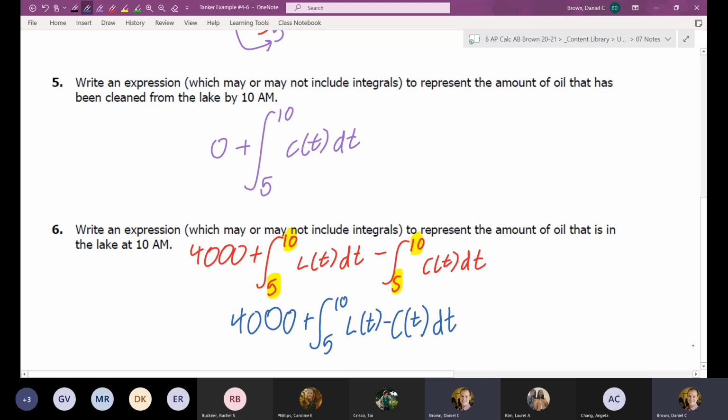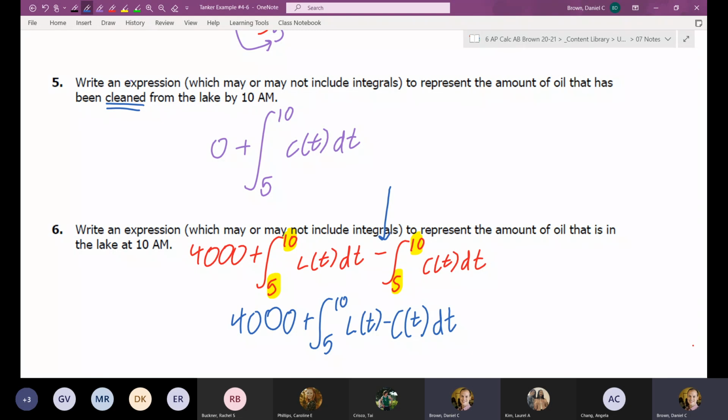Yes, Ramani? For part 5, didn't you do like 4,000 minus the integral? I didn't even touch that 4,000 because number 5 is only asking how much has been cleaned. If I'm just talking about the total that has been cleaned, 4,000 would be how much has been leaking, so it's not even attached to that cleaning function. So 0 has been cleaned, and then how much have you cleaned? You cleaned from 5 to 10 of the rate. I did end up subtracting it when I wrote it completely because we want to think about the amount in minus the amount going out.